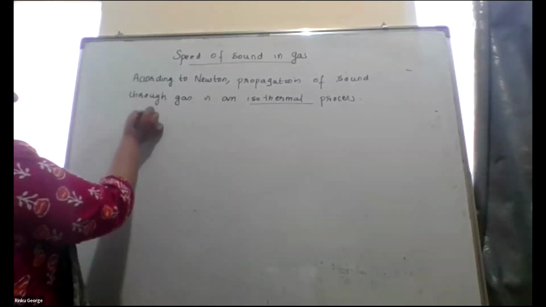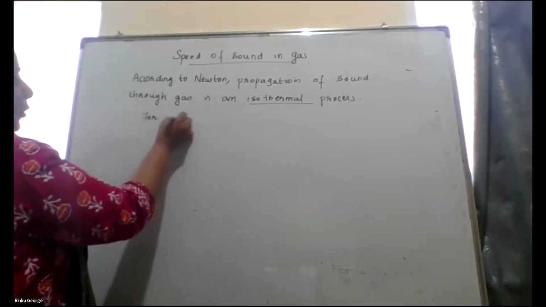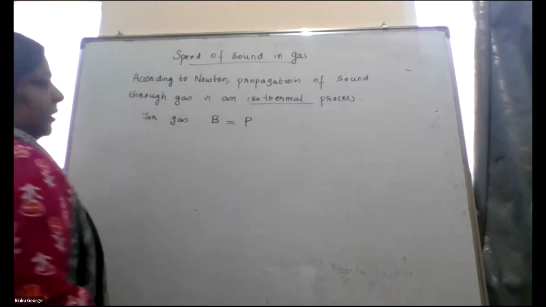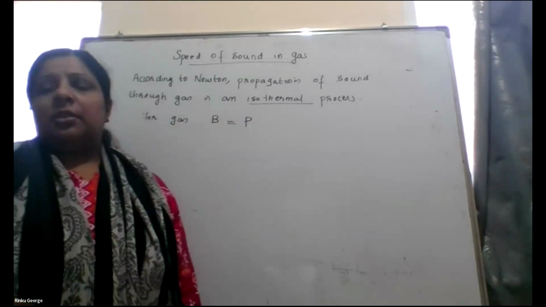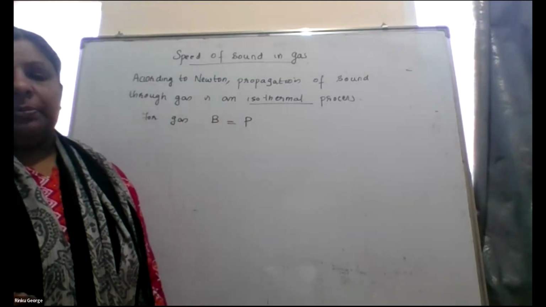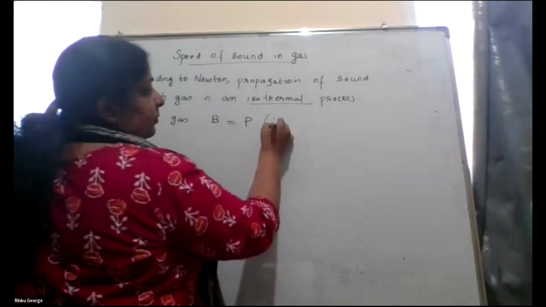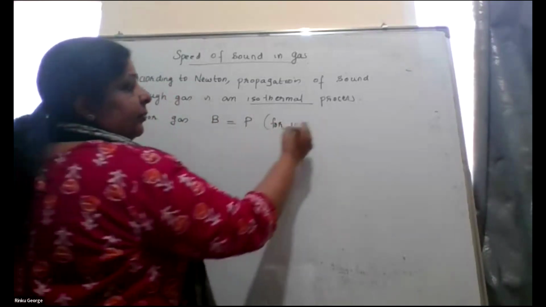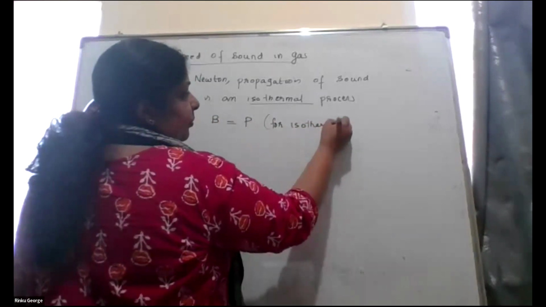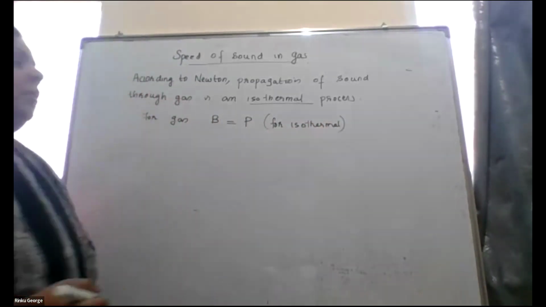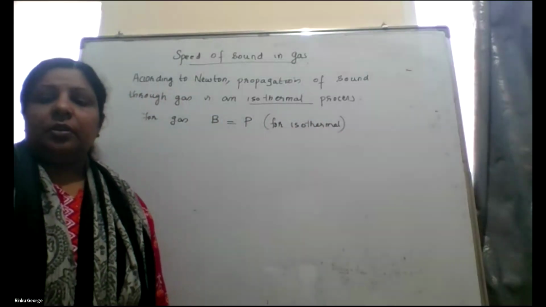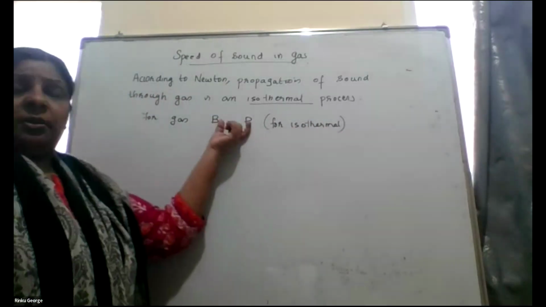For a gas, the bulk modulus B is equal to the pressure P. This we will derive, okay? This proof is there. Bulk modulus is equal to pressure P. So this is the proof for that.